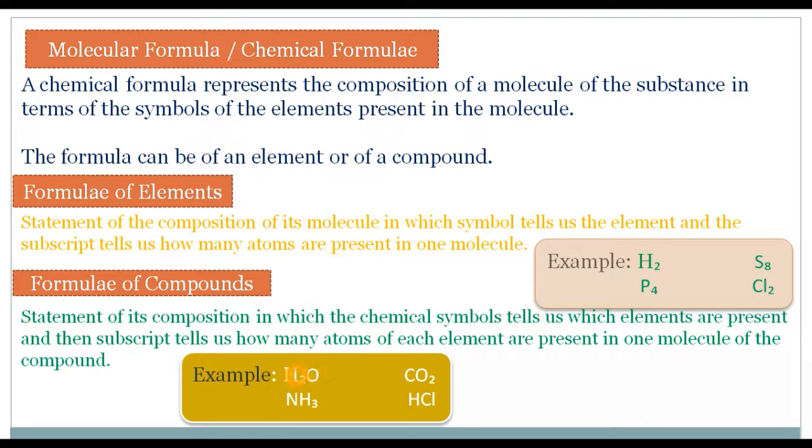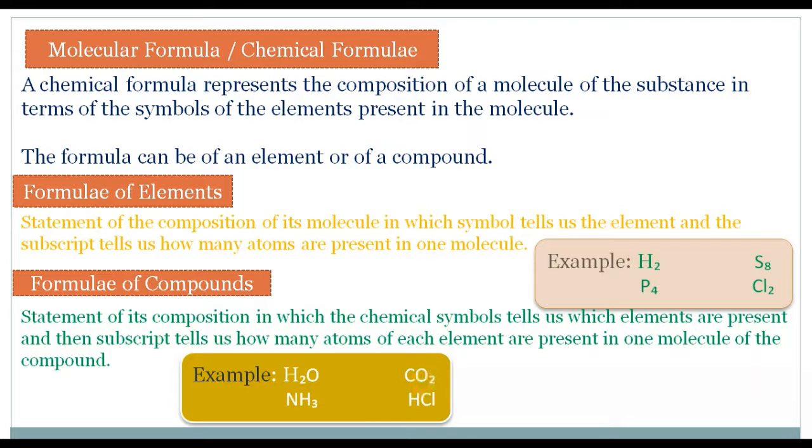And definitely, if 1 molecule of water contains 2 atoms of hydrogen, then 2 molecules of water will contain 4 atoms of hydrogen, right? If 1 molecule of water contains 1 atom of oxygen, then 2 molecules of water will contain 2 atoms of oxygen, right? So this is how we write the chemical formulas. If we look at carbon dioxide, first of all, let's write the elements. The elements are carbon and oxygen. Then we have to write the number of atoms present. Carbon is 1 atom, oxygen is 2 atoms.